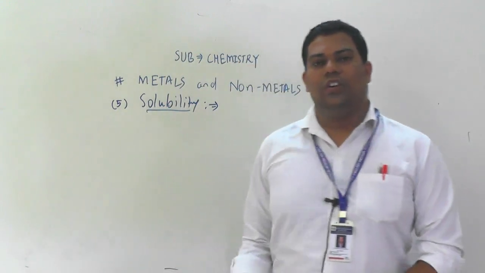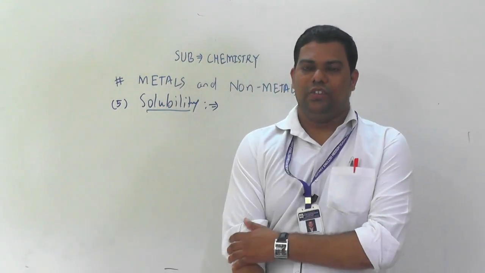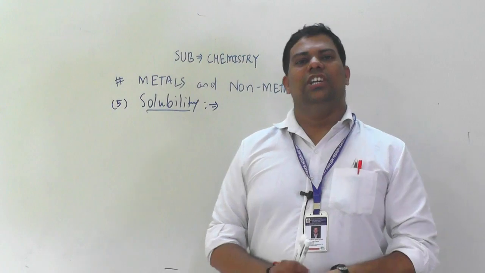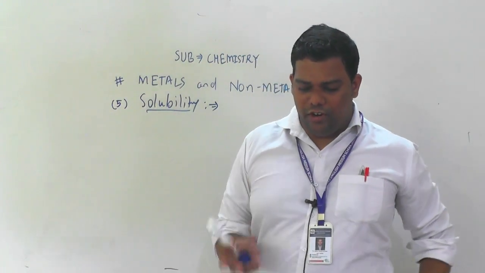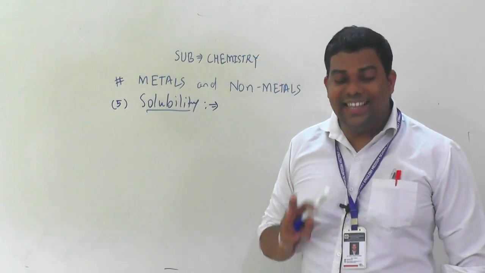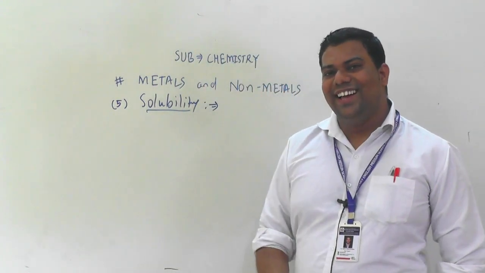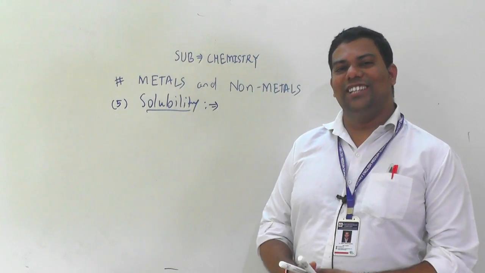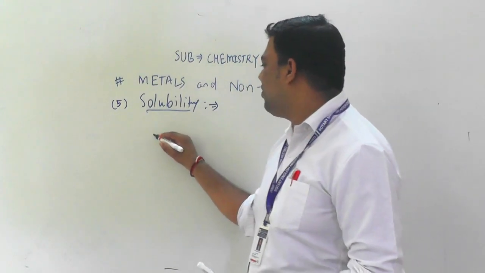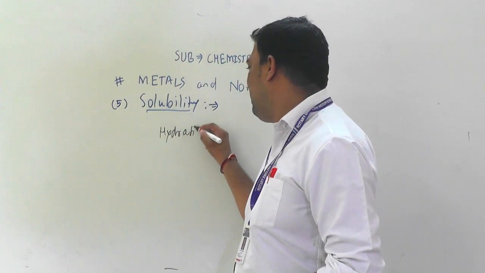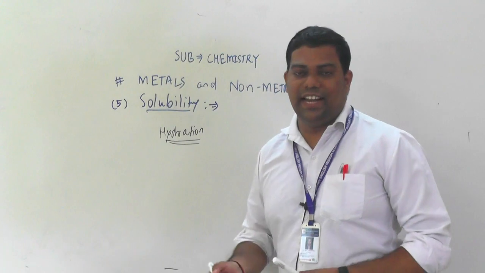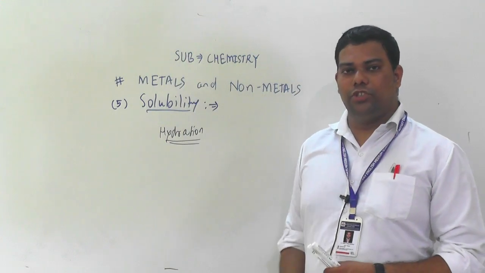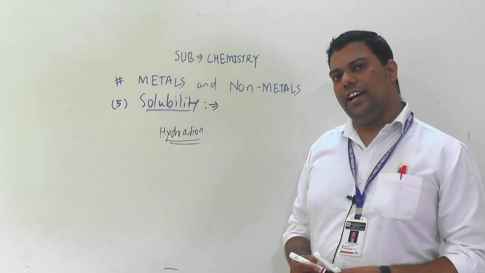Understood? So how do these water molecules arrange around the ions of ionic compounds? They arrange in such a way that each cation is surrounded by the negative pole and each anion is surrounded by the positive pole. Whatever this phenomenon is, it is called hydration. What, beta? Hydration means the cation is surrounded by the negative pole and the anion is surrounded by the positive pole. That process is called hydration.